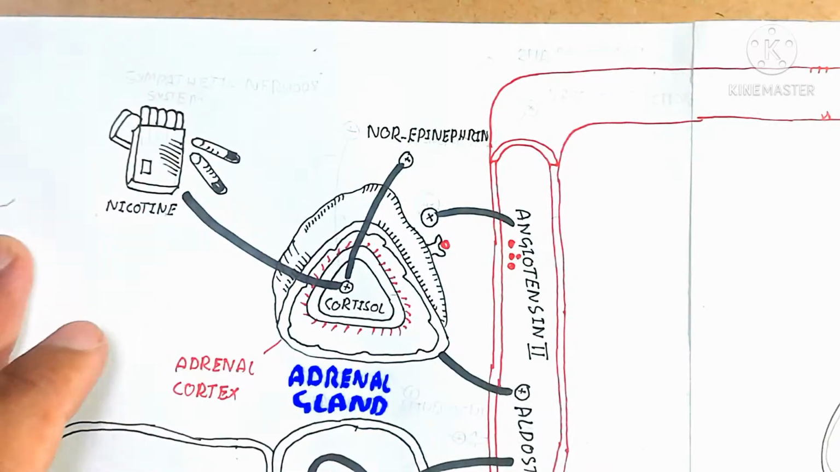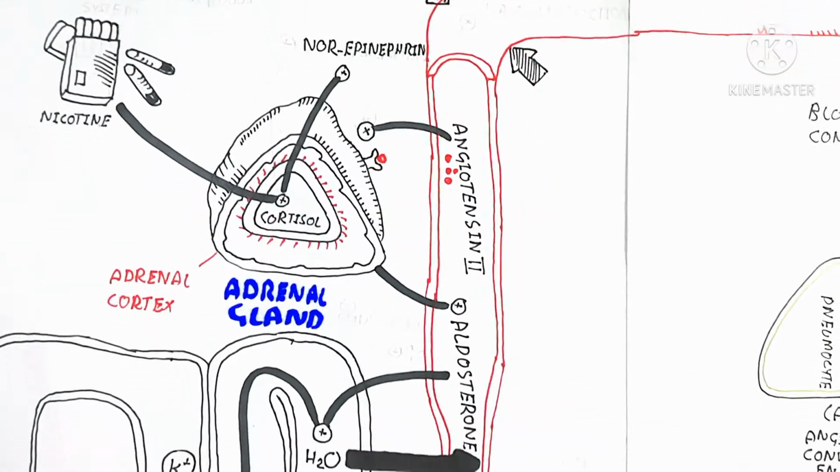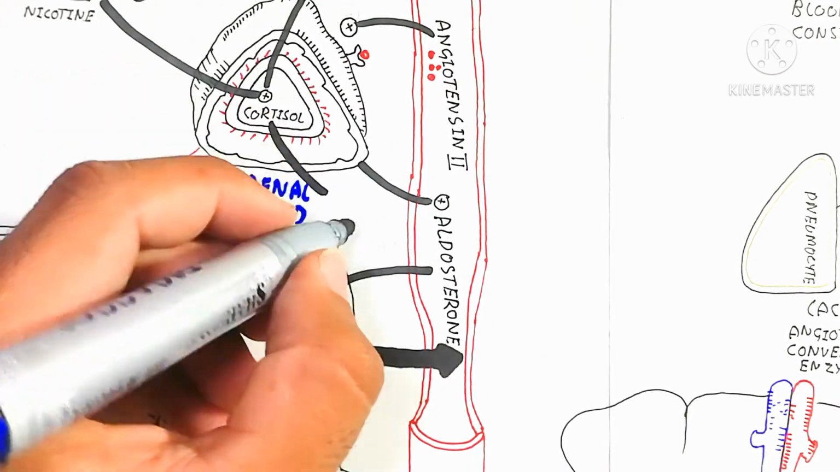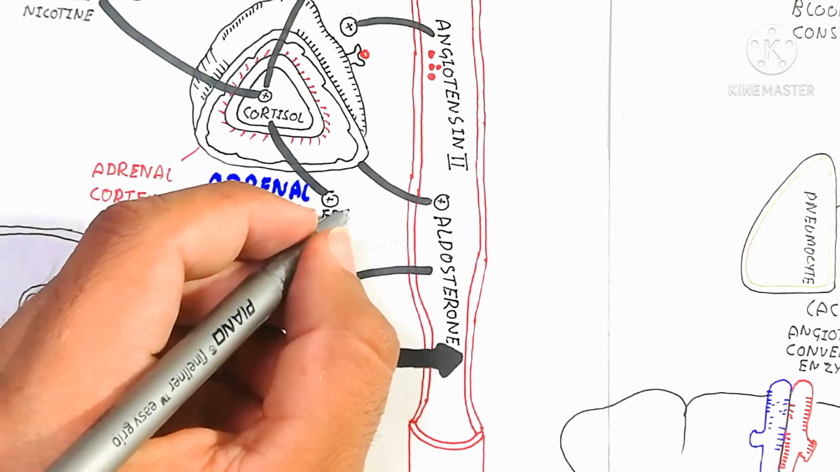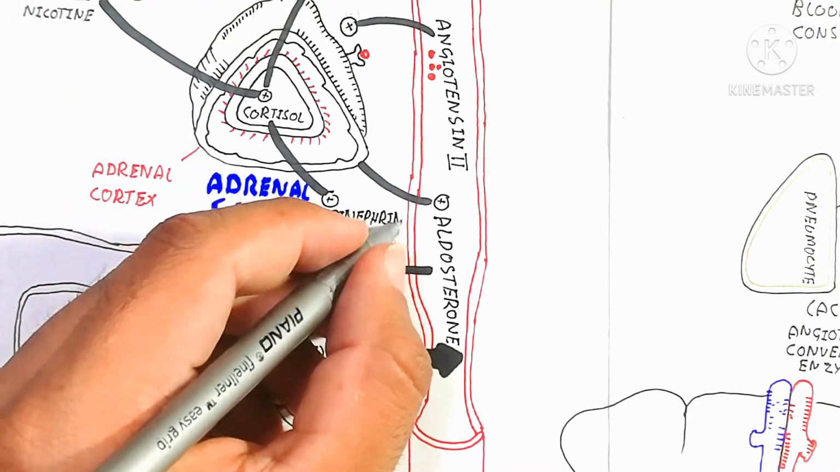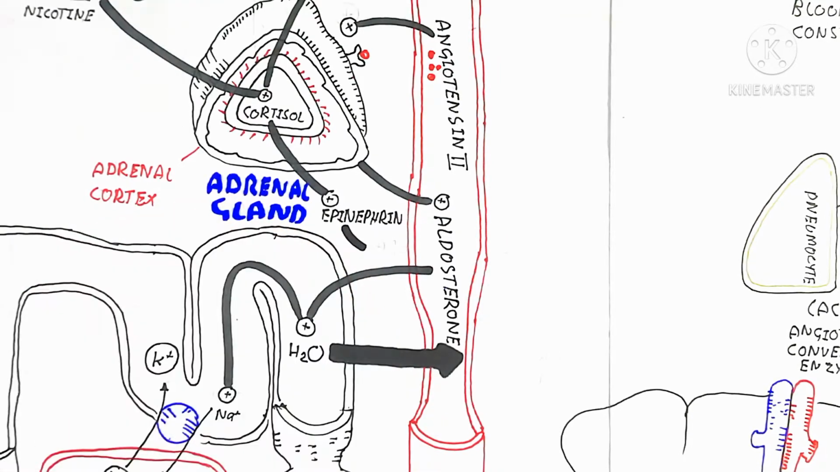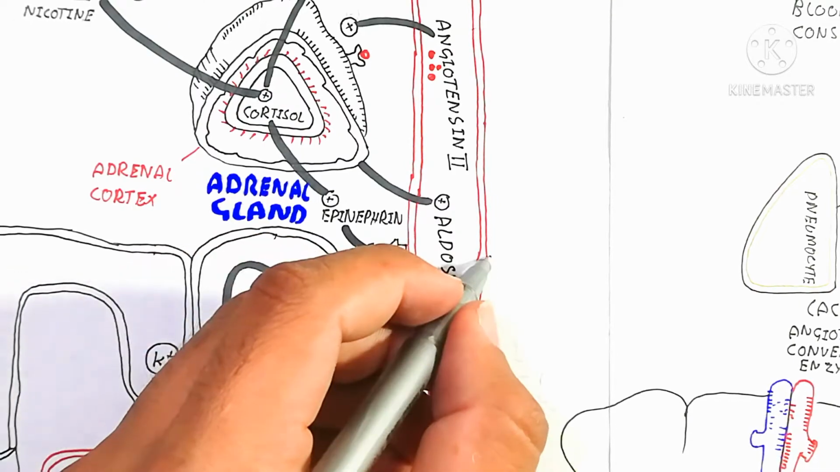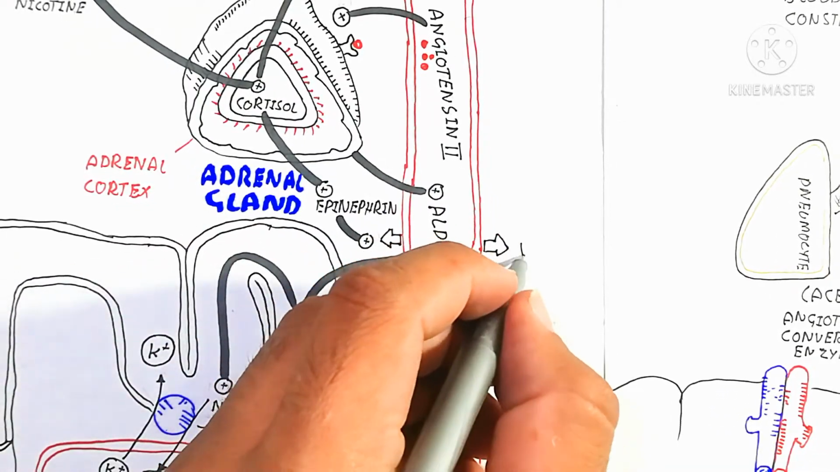So nicotine involves two types of production: norepinephrine and epinephrine. First of all, norepinephrine will be produced. This norepinephrine is a hormone produced from the medulla. The medullary region will be increased by the promotion of nicotine to create the sympathetic nervous system. It means the fight or flight response, which creates vasoconstriction.